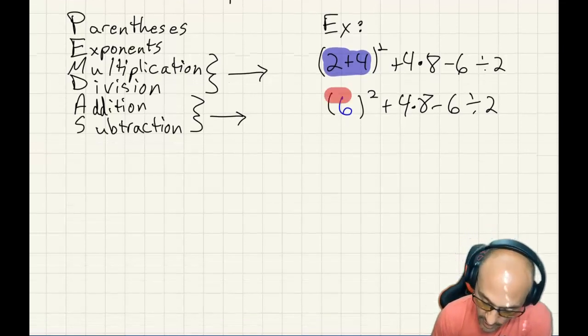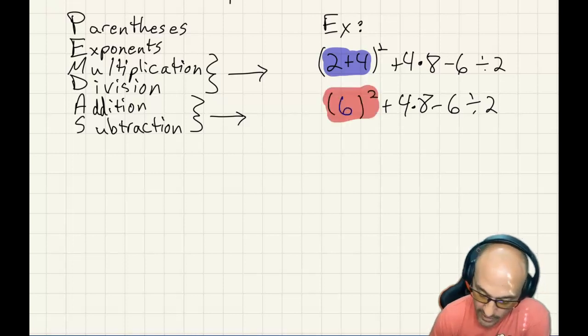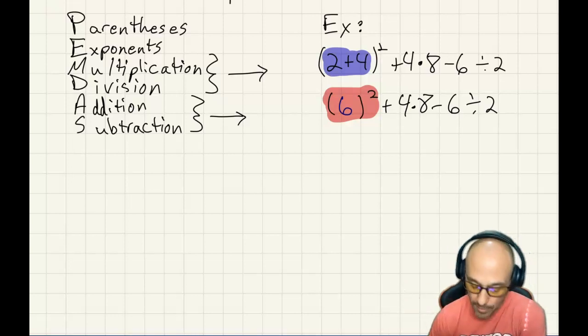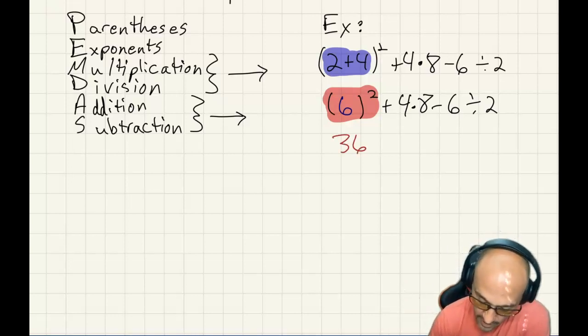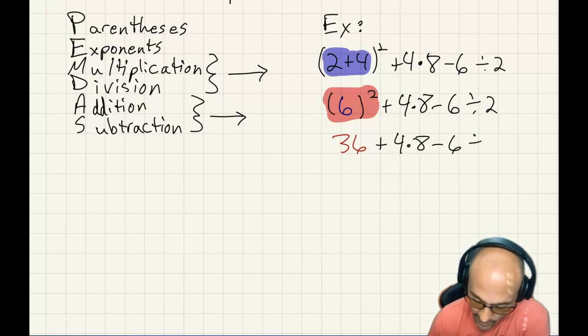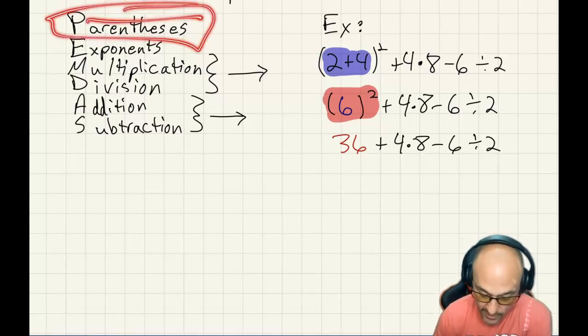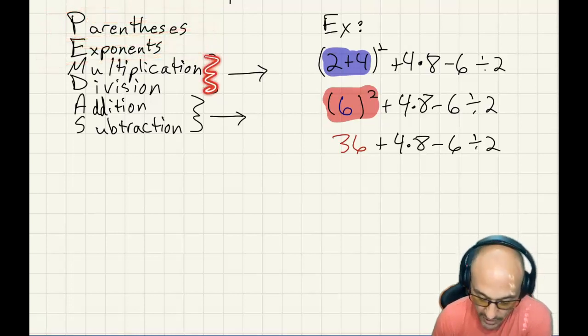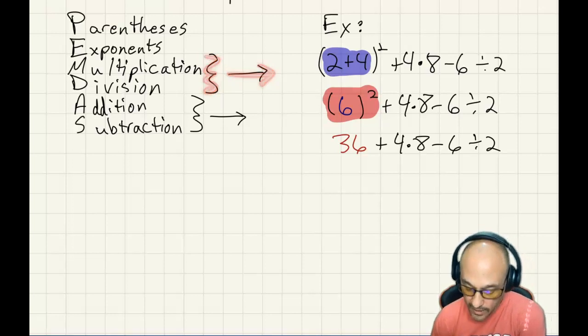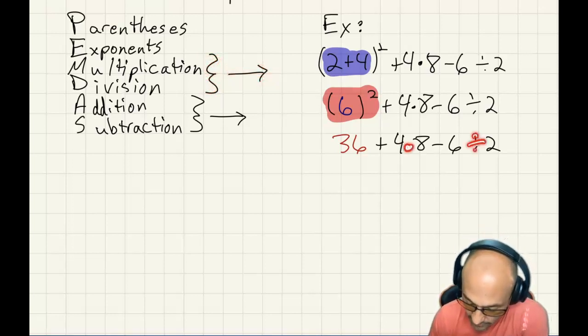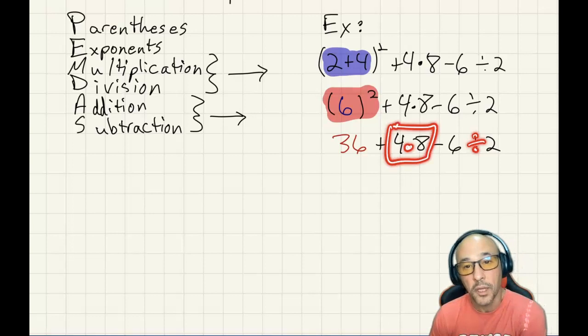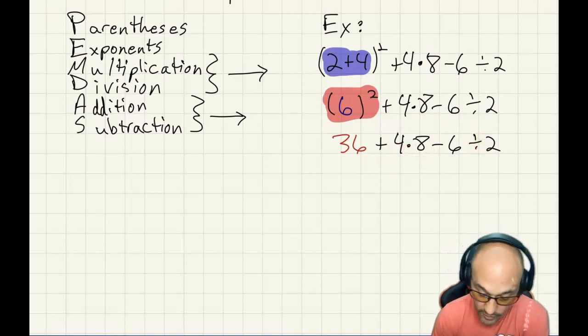So here I'm going to take this, I'm going to highlight that in red, and I'm going to say, all right, well, 6 squared, that is 6 multiplied by itself, is 36. And then we have plus 4 times 8 minus 6 divided by 2. All right, so there are no more parentheses. There are no more exponents. So now we look at multiplication and division from left to right. And here's a multiplication, here's a division. This is the first one from left to right, so that's the one we do first.